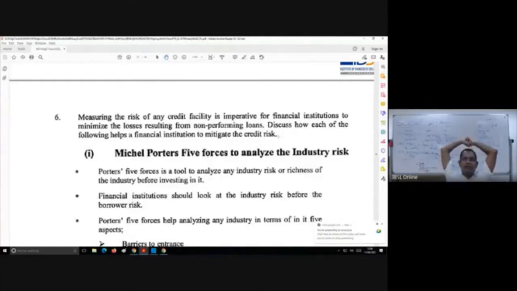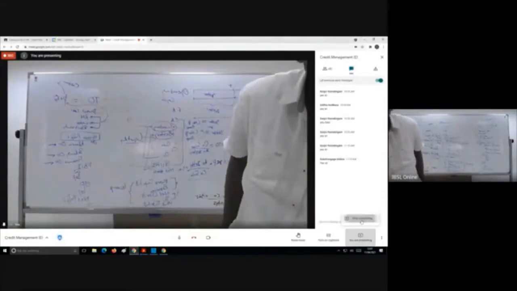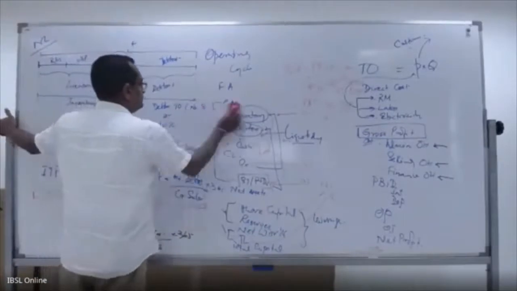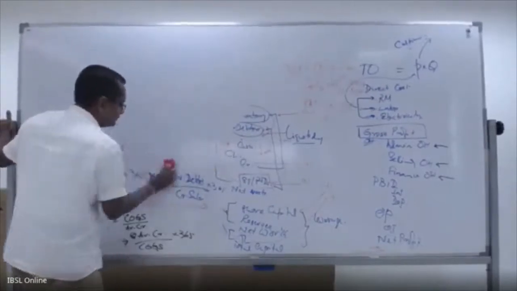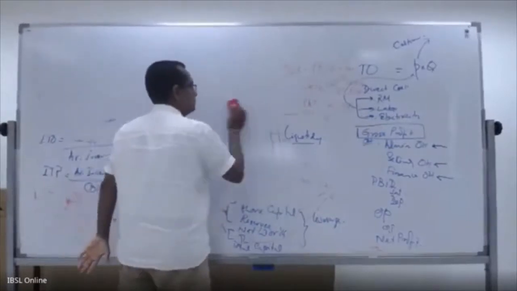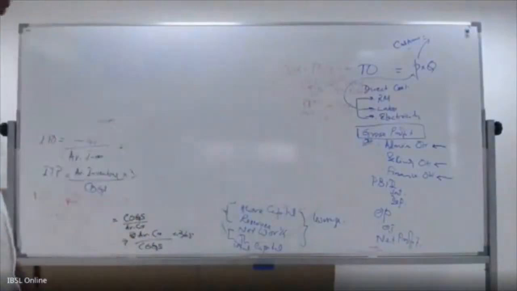Measuring the risk of any credit facility is imperative for financial institutions to minimize the losses resulting from non-performing loans. Discuss how each of the following helps a financial institution to mitigate the credit risk. Michael Porter's five forces analysis. What do you analyze here, Michael Porter? Right? What is it?